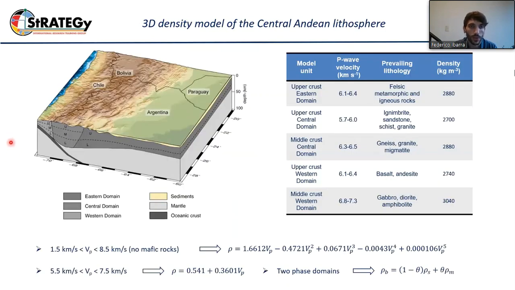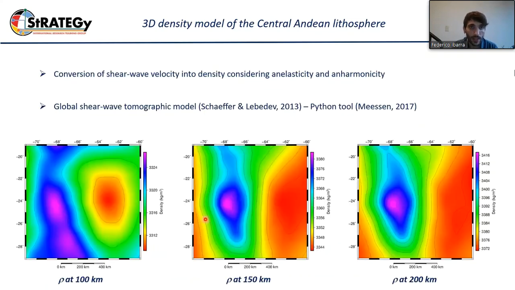Based on a previous model and also on the geophysical studies, I decided to then divide these 5 domains into upper, lower, and middle crust, and the density of each of those domains was assigned in accordance with the prevailing lithology and the P-wave velocity, using empirical relations between P-wave velocity and density. In the mantle, the densities were obtained through the conversion of shear wave velocities, and for that I used a Python tool that is based on a method to convert seismic velocities into densities and temperatures, considering the effects of anelasticity and anharmonicity.